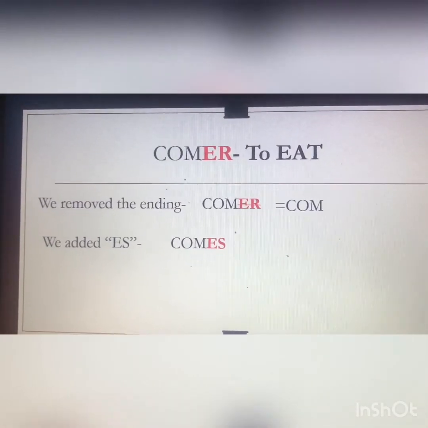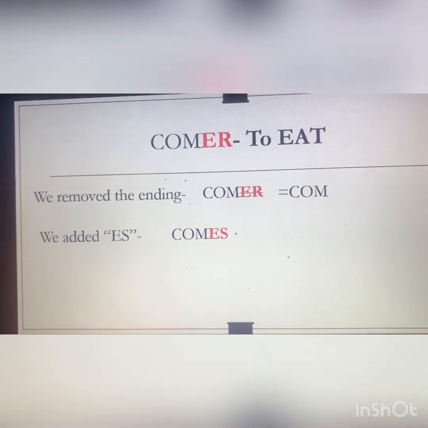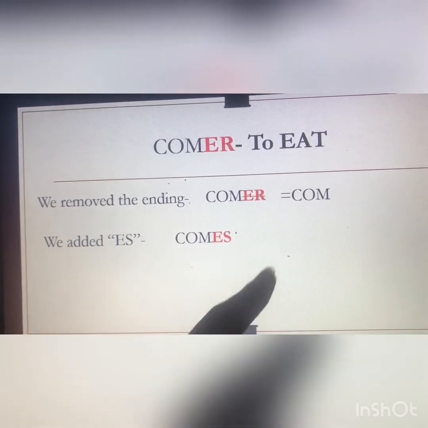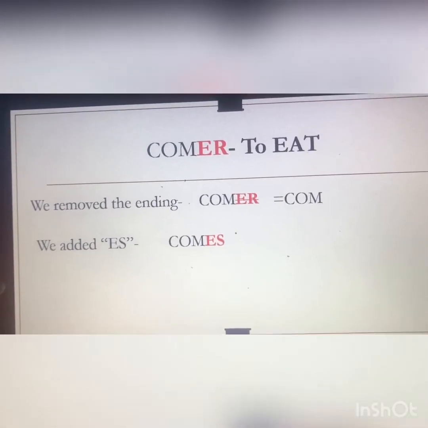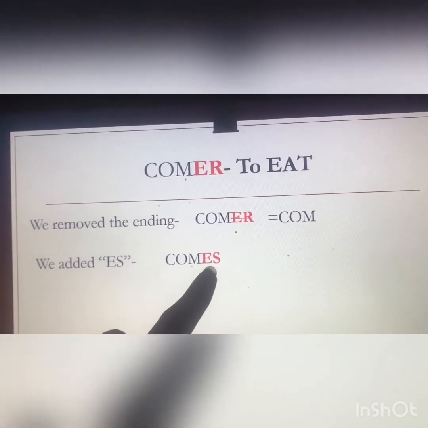So let's look at what we did again. So we have the verb comer, an ER verb. So step 1, we removed the ending. So we took off the ER, then we were left with com. We added ES. When we added the ES, we got comes.